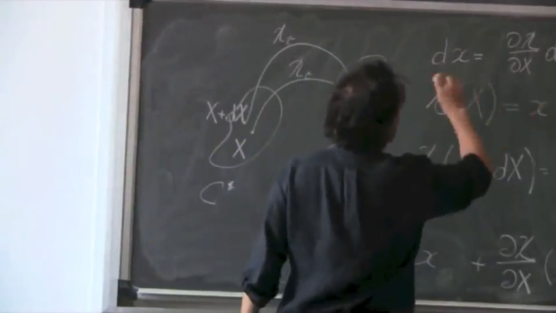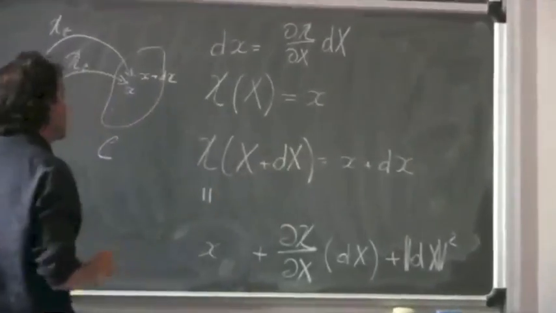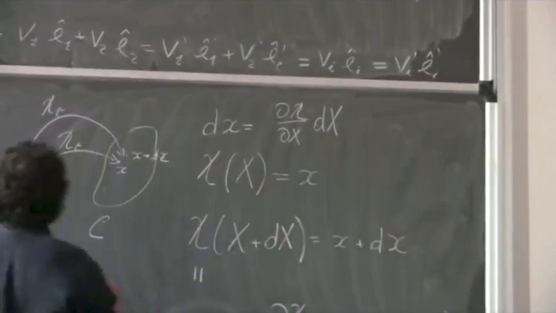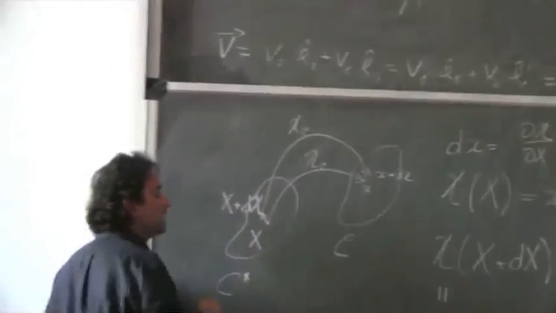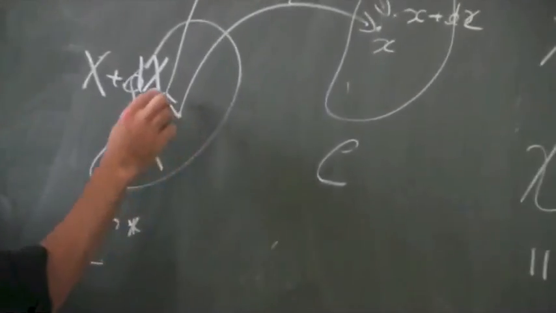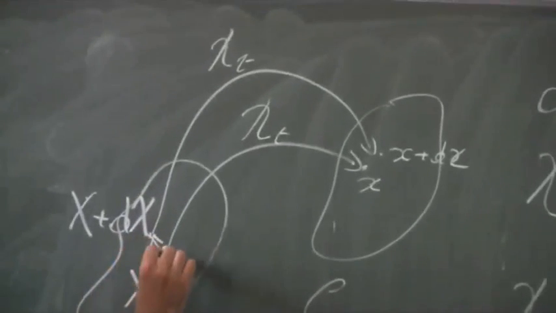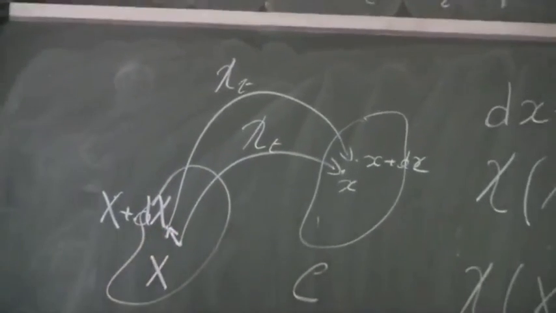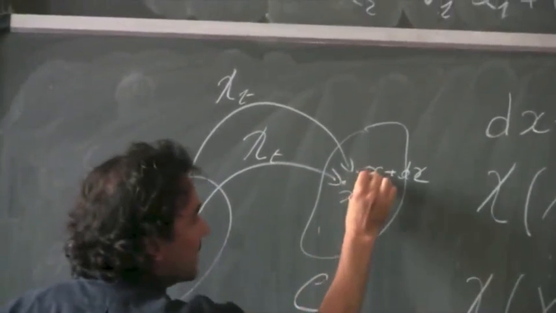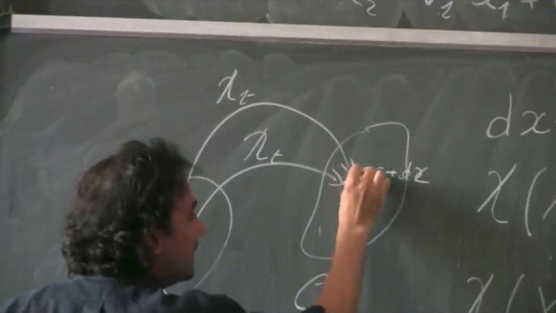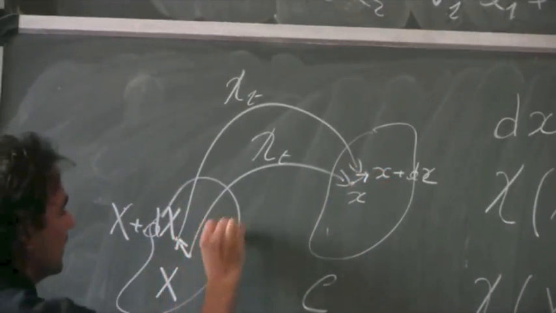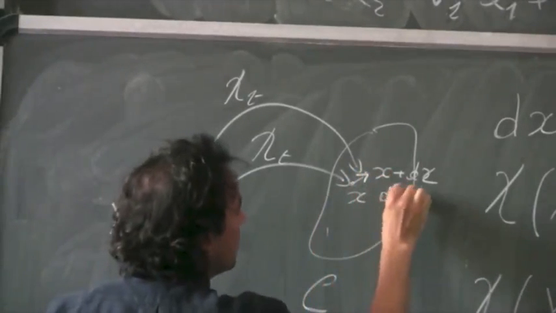What does it mean, this function? It means that if you take a vector in the initial configuration, if this is capital X, and this is capital X plus dX, this vector is exactly dX. If this is small x, and this is small x plus dx, this vector is exactly small dx. This is dX, and this is dx.